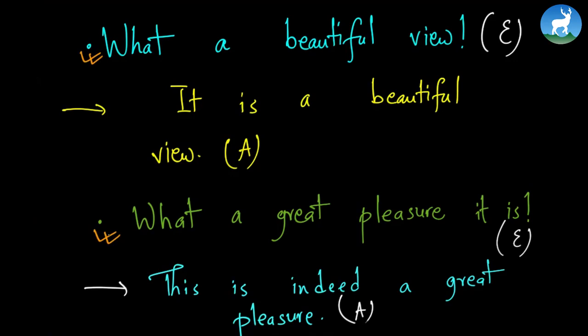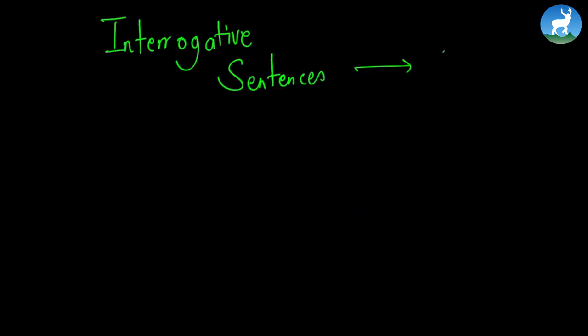Now we'll learn how to change an interrogative sentence into an assertive sentence. That means how to change questions into more like answers. So let's try changing interrogative sentences into assertive sentences. Let's try this one. You can write some example.